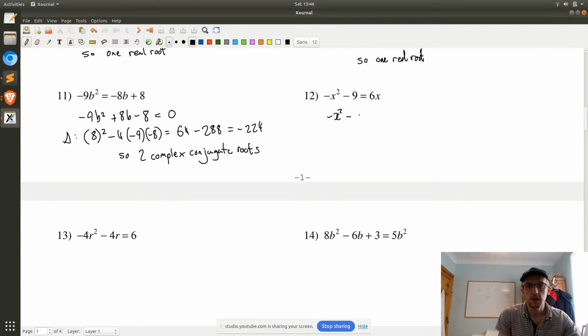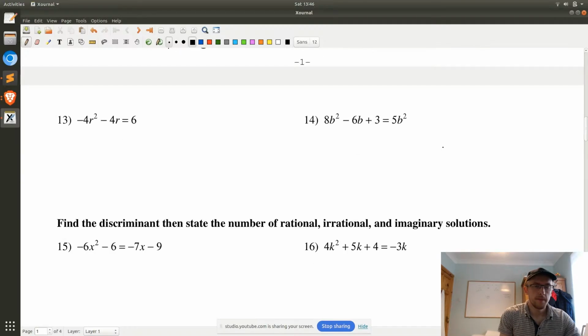Negative x squared takes x, take 9 equals 0. The discriminant is b squared minus 4 times negative 1 times negative 9. 36, take 36 equals 0. So one real root. Take 6 equals 0. Discriminant.